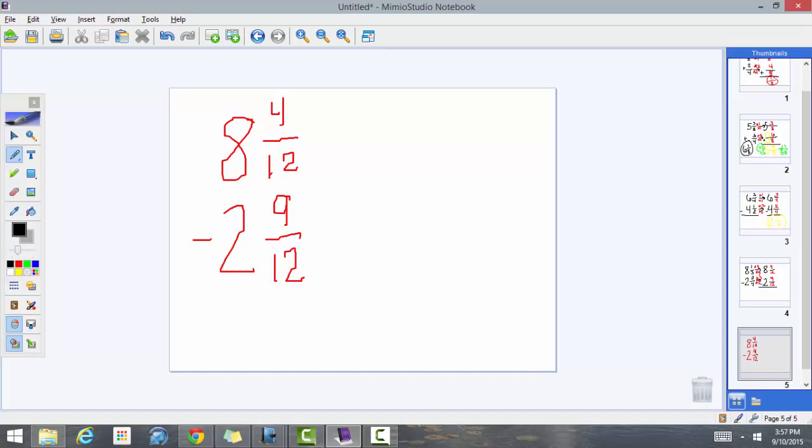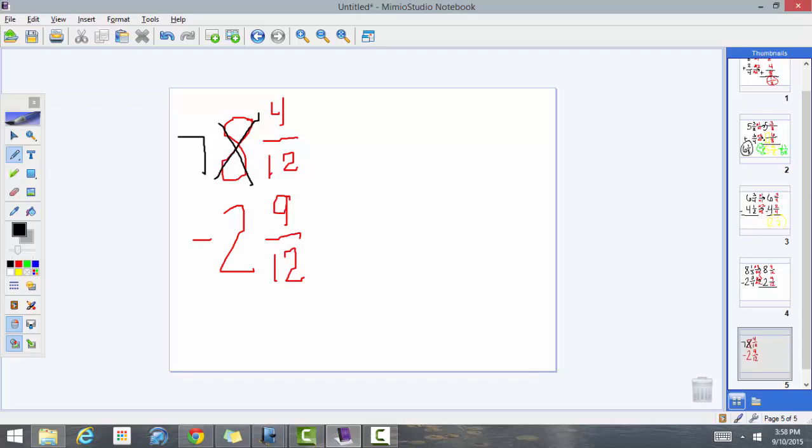All right, the bottom number is bigger, you need to borrow. So here comes the borrowing. We are only going to mess with that top mixed number, 8 4/12. And just like with regular subtraction, you're going to borrow from the place value to the left. So 1 less than 8 is 7. The only difference is we're not just going to add on 10 to the number 4.